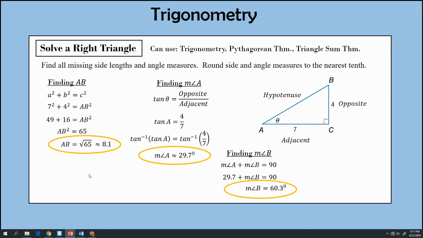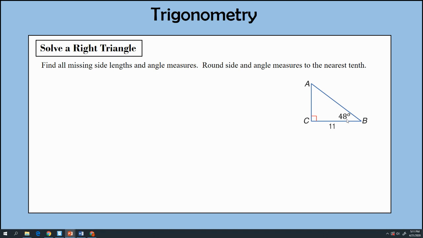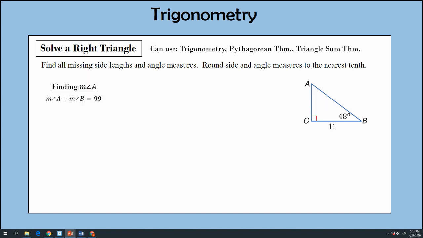Okay, one more of these. This time you have the angle and one side. They always have to give you two things: an angle and a side, two angles, or two side lengths to be able to do these. So where would I start here? I would find A. That's easy enough because I know A plus B has to be 90. So A has to be 42. So I know this is 42.